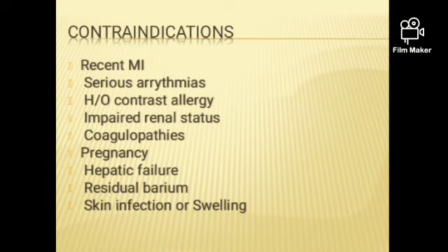Next, with impaired renal status, if the GFR value is not normal, you can't do the angiographic study. Also in cases of pregnancy, coagulopathies, anemic patients, hepatic failure, and residual barium. If a person has barium, that barium will interfere with your image, superimposition will happen, so you can't do these studies. And also for any kind of infection or swelling at the site of puncture. Okay, is it clear to you?